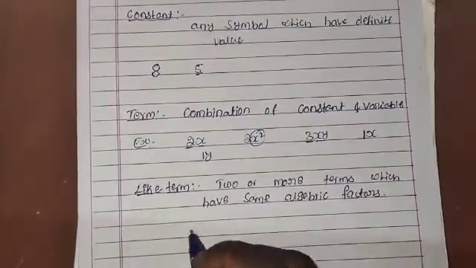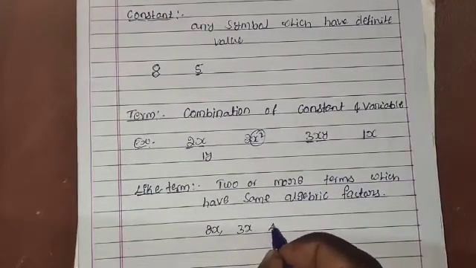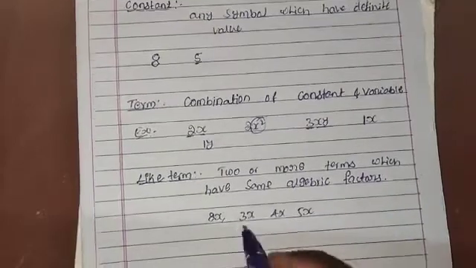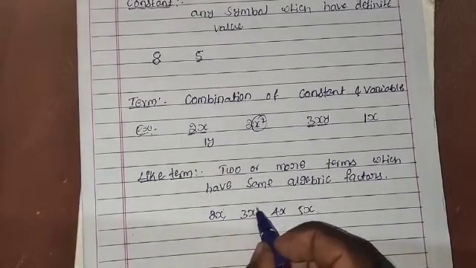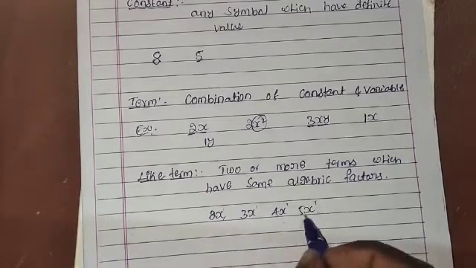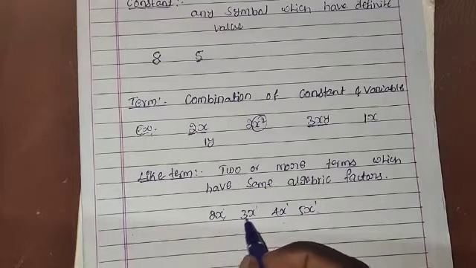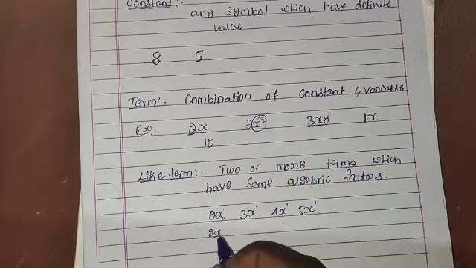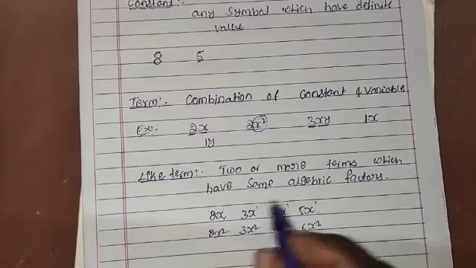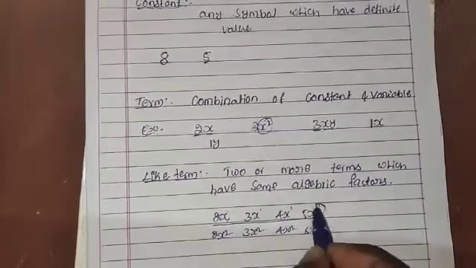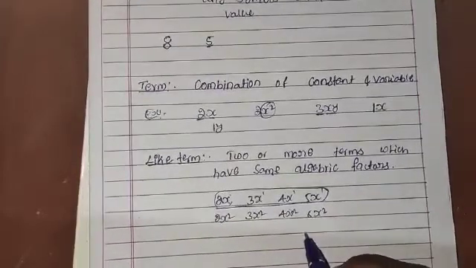For example, 2x, 3x, 4x, 5x. These all have the same algebraic factor: x power 1 in each, but different constants. The variables are the same. Similarly, 2x square, 3x square, 4x square and 5x square are all like terms. This is one group of like terms, and the x square terms are another group.